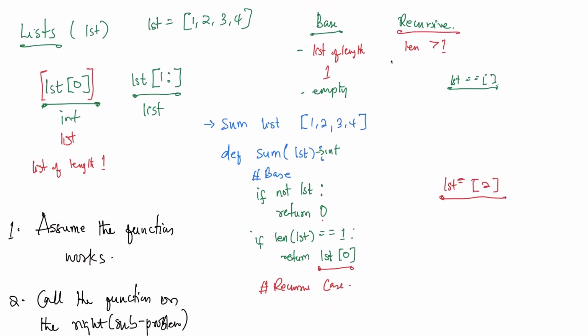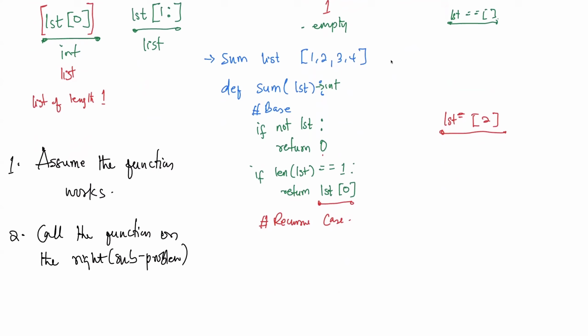When we say the function works, what we mean is that you've been asked to write the function sum to find the sum of all numbers in this list. If I assume the function works, that means that if I call sum on 2, 3, 4, I'm assuming that it gives me the answer of what? 2 plus 3 plus 4. 9. Thank you. 9, right?